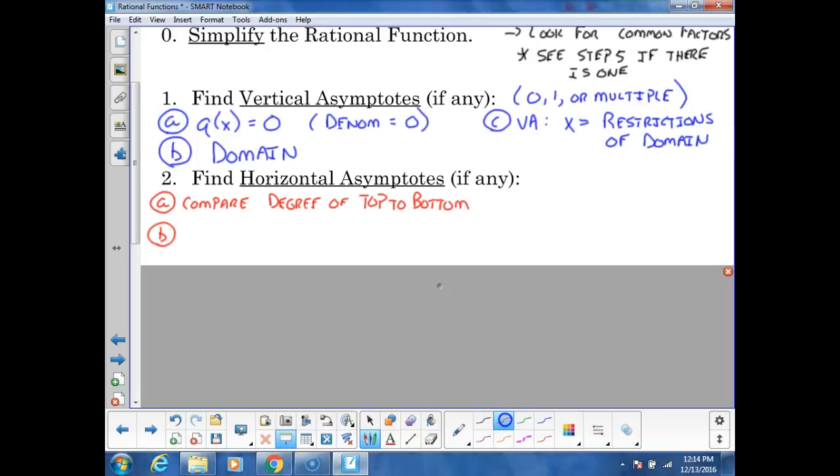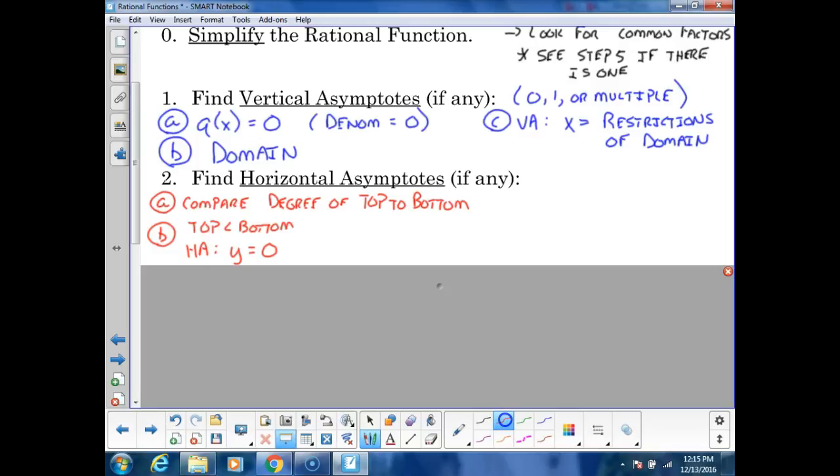If top is greater than bottom, no horizontal asymptote. If the top is greater than the bottom, then there's none. If top is less than bottom, it's y equals 0. So if top is less than bottom, our horizontal asymptote is y equals 0. Whoever was saying 0 and whoever was saying A over B, I don't know what you're talking about. Because we're talking horizontal asymptotes, so it's y equals that.